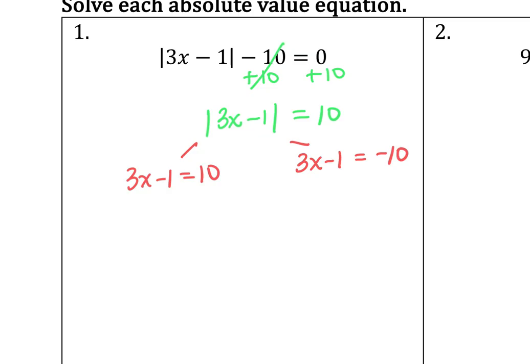And now we have 2 very easy equations where we can solve for x here. So we will add the 1 to get rid of that constant. So then I have 3x is equal to 11. Then I divide by 3, which means one of my solutions for x is 11/3.